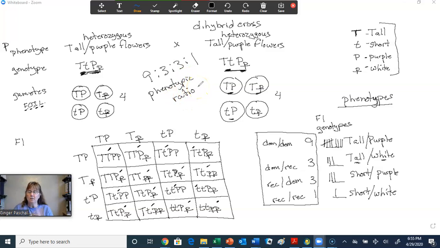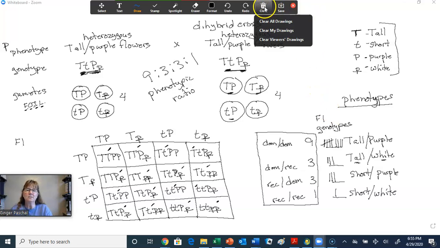Now, that's the biggest Punnett square you'll ever do. So if you'd like to, take a picture of this screen so you have it to save, or you've got your notes. So let's go ahead and clear this.